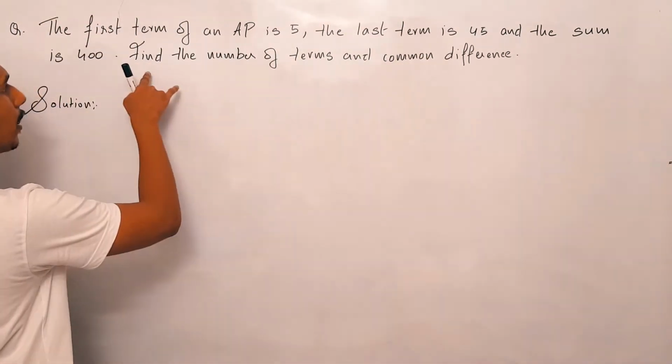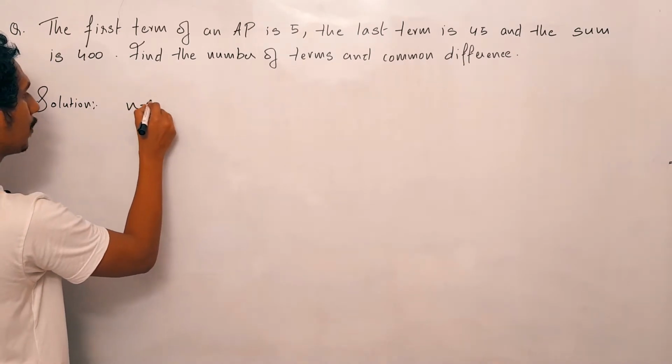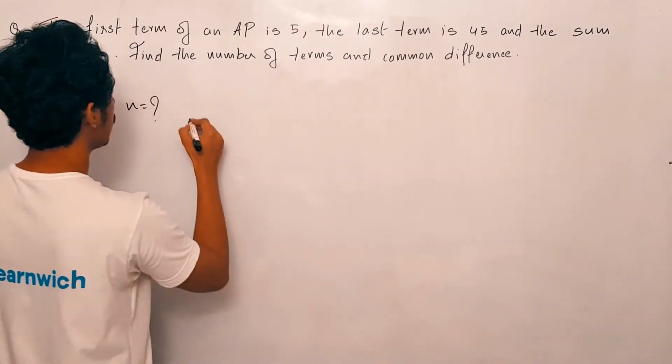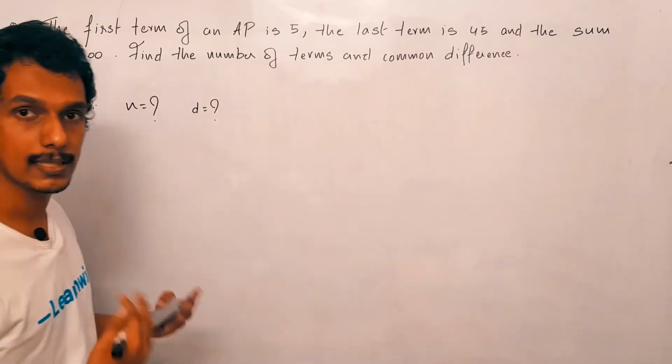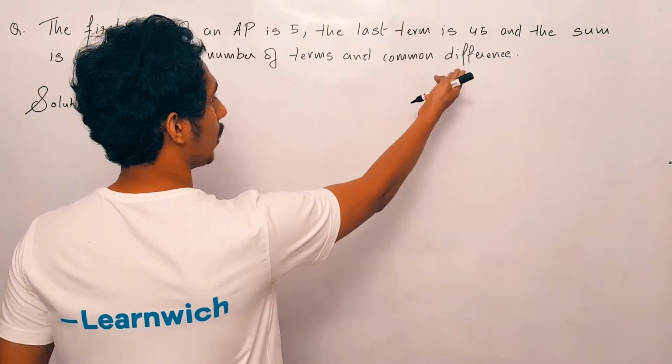What are they asking? They're asking the number of terms. I don't know what n is. You have to find out n and the common difference d. That also you have to find out. What are the things that are given? That's our method, that's how we solve. What are the things that are given?